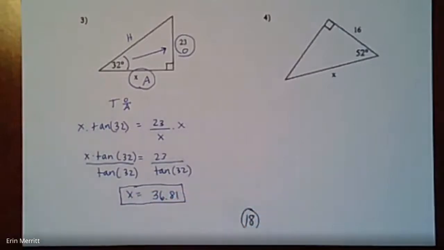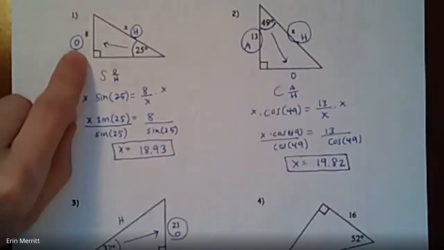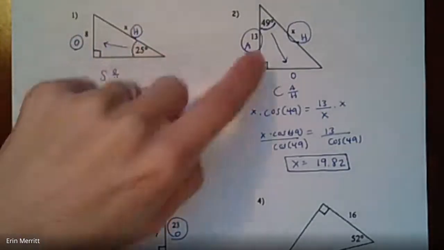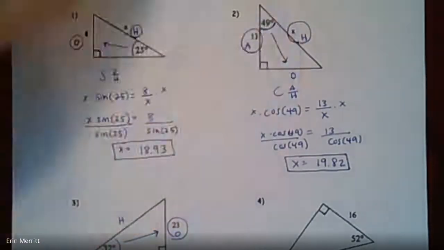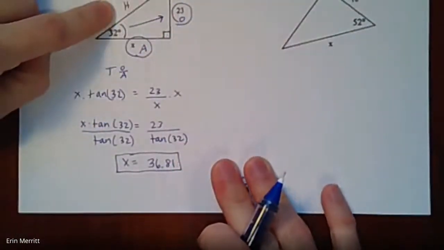Something to keep in mind as you're looking at these: you want to make sure your answers seem reasonable. So far, we've been solving for the hypotenuse every time. The hypotenuse should be the longest side of the triangle. So at the very least, if this side's 8, it should be greater than that. So 18.9 works. Same thing here, 13, that's 19, that's a good sign. And then here was 23, this is 36, that's a good sign.